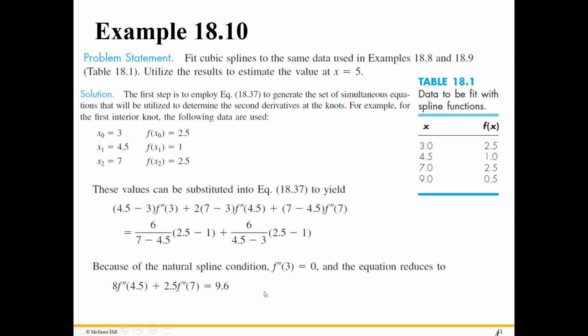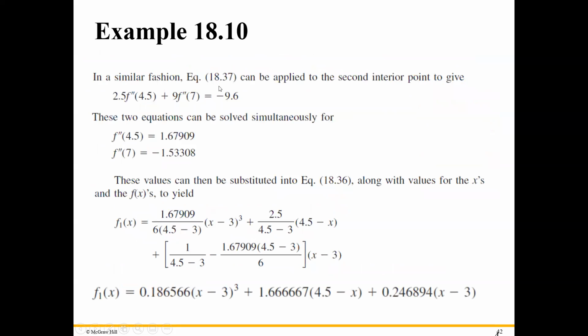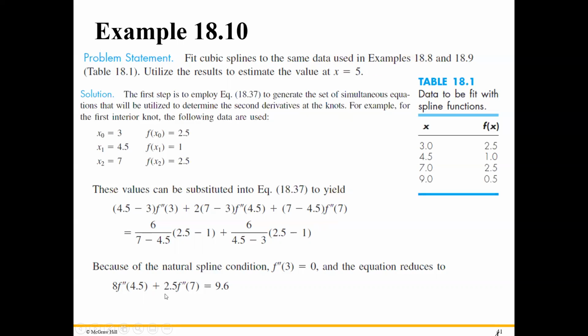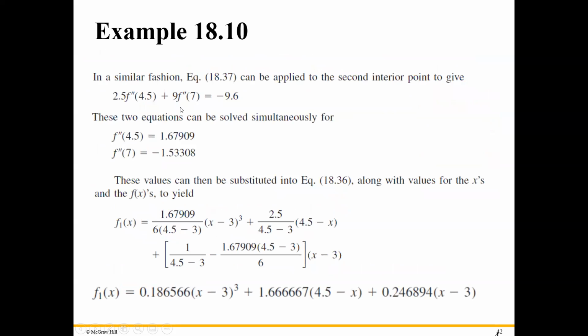So we will get one equation from here, and then the second equation we will get from the second to the fourth point sets. That means 4.5, 7, and 9. So this is the second set of points. From the second set of points, we will get another equation, which will involve f double prime of 4.5 and f double prime of 7. So these are the two unknowns. So solving these two equations, we will get the values of f double prime of 4.5 and f double prime of 7.